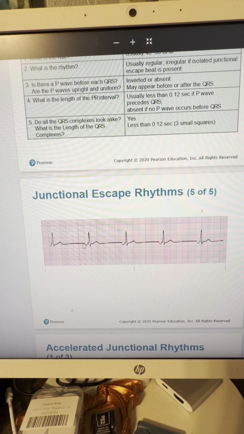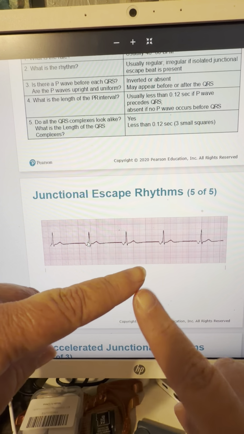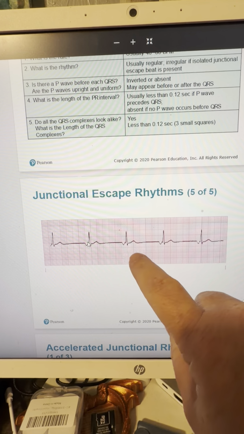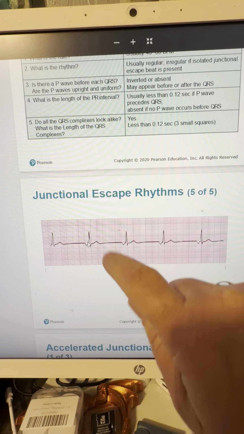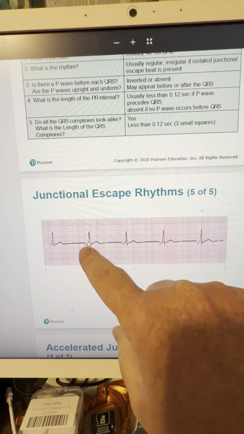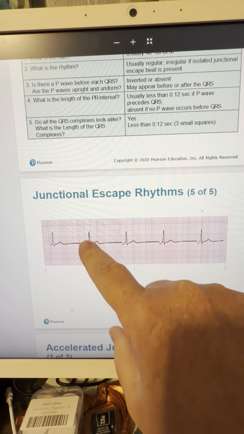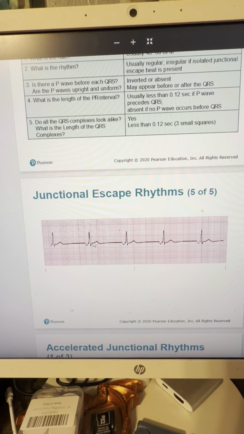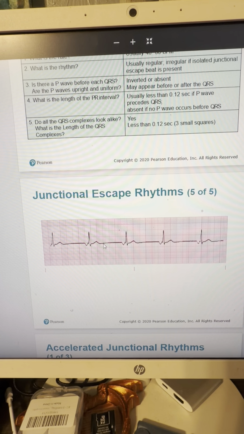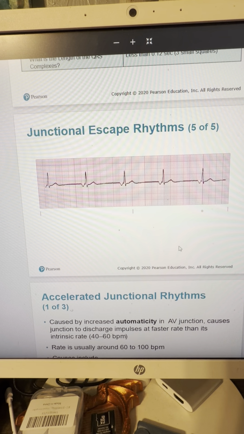So this is our isoelectric line. Our P wave is inverted. So in the heart, the impulse, the middle is the AV node, so it went this way and produced this negatively deflected P wave, a nice tight and narrow QRS, and then a repolarization event with the T wave, and then all of these are exactly the same. So this is just a plain junctional escape rhythm.